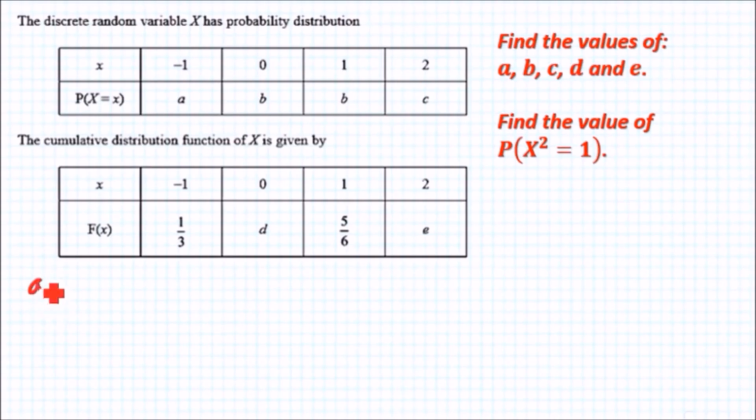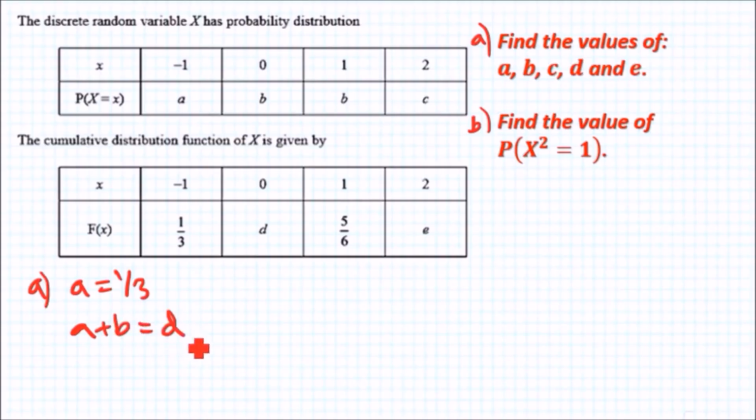So for part A, let's do it here. Let's call this one part A and part B. So let's have a look. How do you find it? Let's try and make some equations. When x equals -1, we get A, and the cumulative up to -1 is a third. So automatically A is a third, because the sum of all probabilities up to there is a third. Up until the second part, we got D. So if we add up A plus B up until x equals 0, we'll get a value of D. So A plus B must give us D.